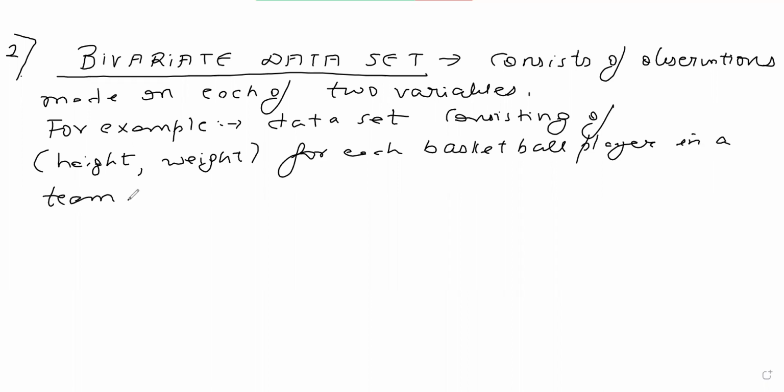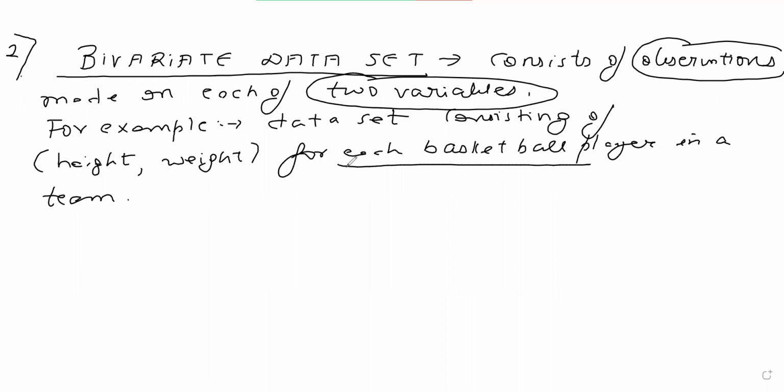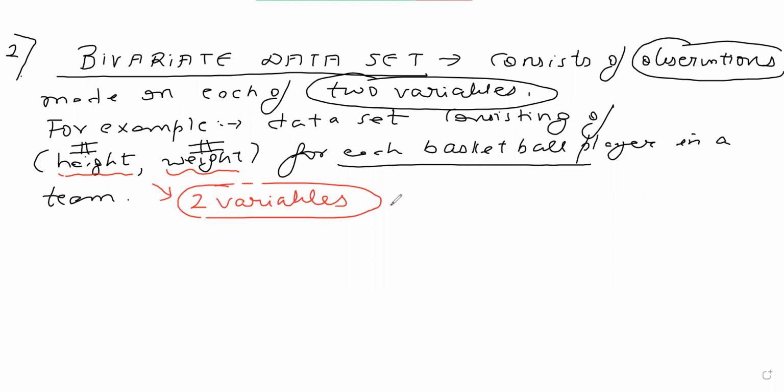Students can clearly see it's bivariate. Why? Because now we are looking at observations for how many variables? Two variables. For every basketball player, we are interested in looking at what is the height of that basketball player, what is the weight of that basketball player. So essentially, you can see that we have two variables, height and weight. So it's a bivariate data set.